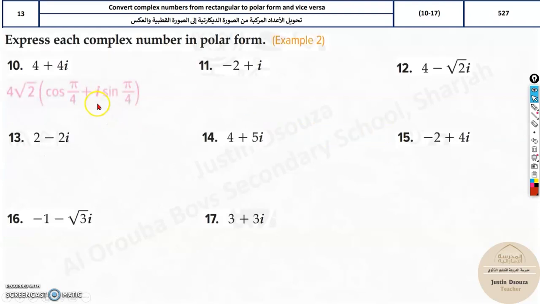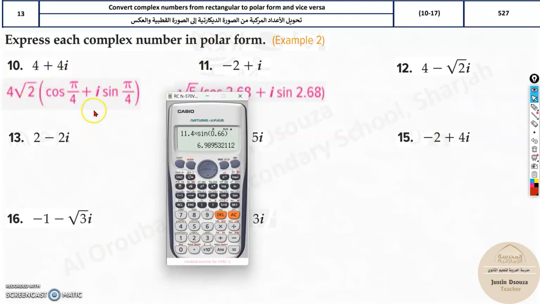Now you will have many options, so solve it by yourself and then check the answers. See, for example, over here, this one, it's pi by 4 and 4 root 2. You can check the answer just by multiplying 4 root 2 into cos pi by 4, and the answer must be equal to 4. That's it. And sine also must be equal to 4.